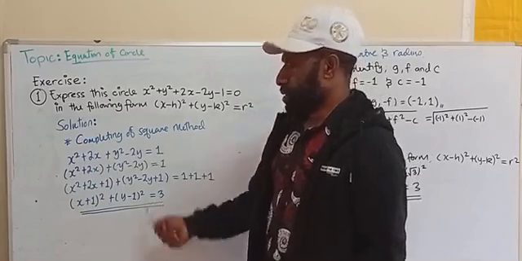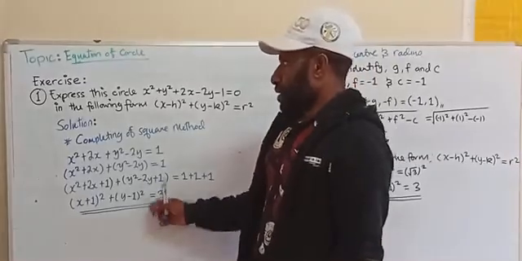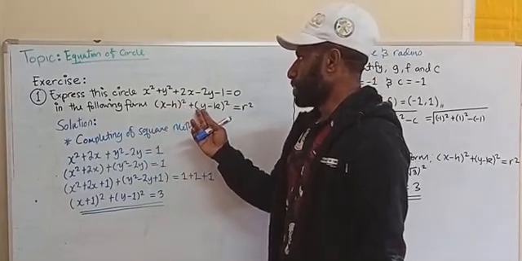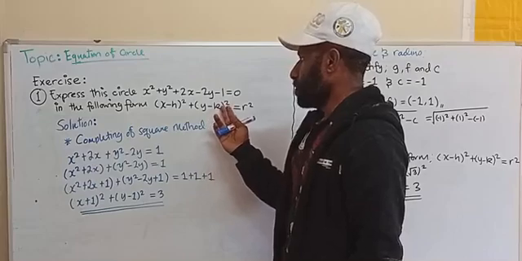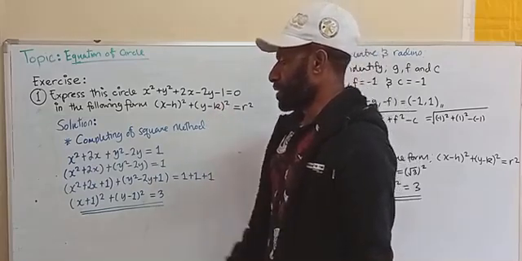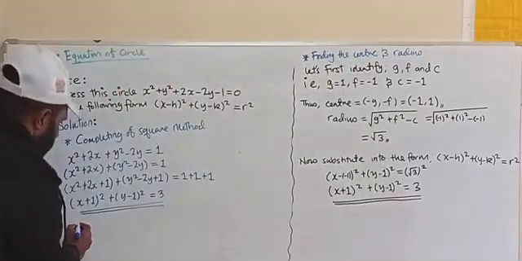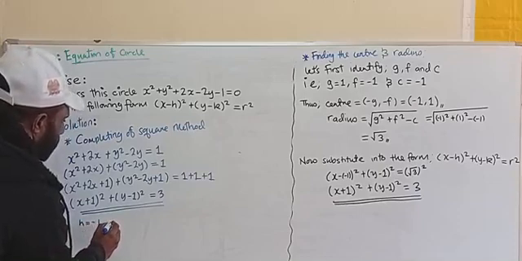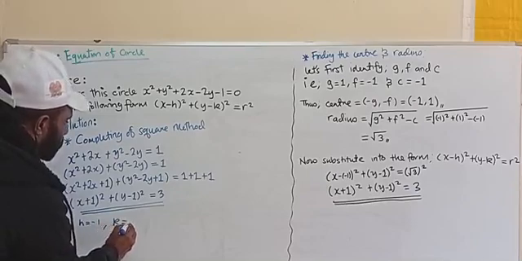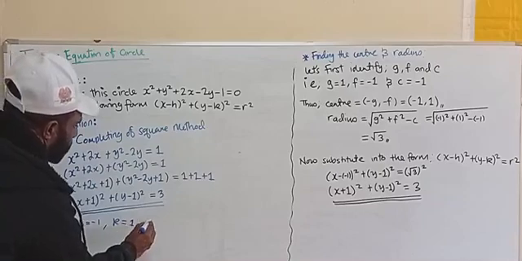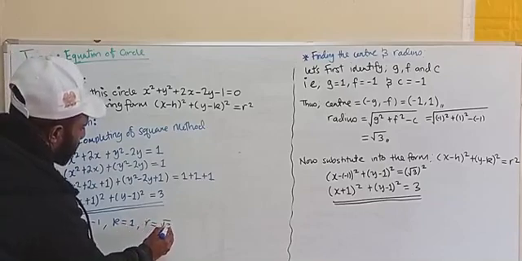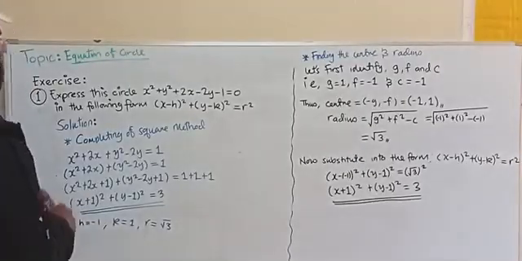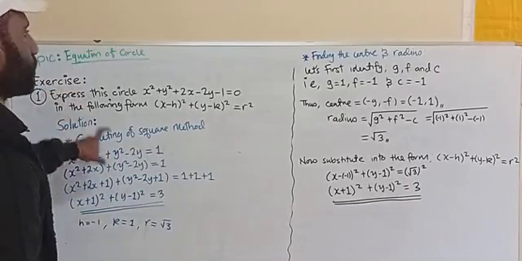So here we are arriving at the form (x minus h) squared plus (y minus k) squared equals r squared. In this case, h is equal to negative 1, k is equal to positive 1, and r is equal to root 3. So that is using the completing the square method.